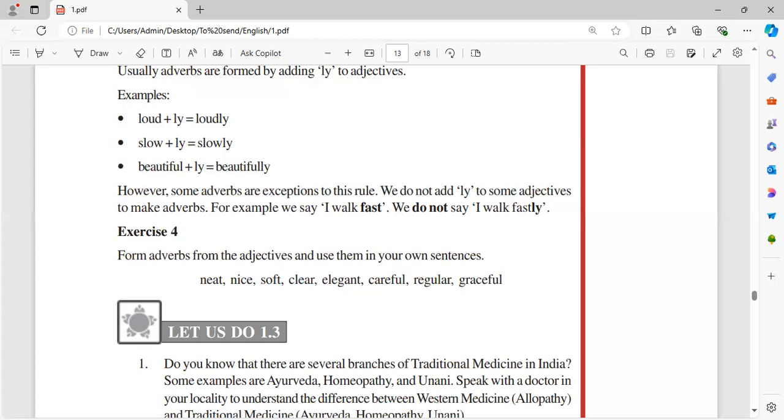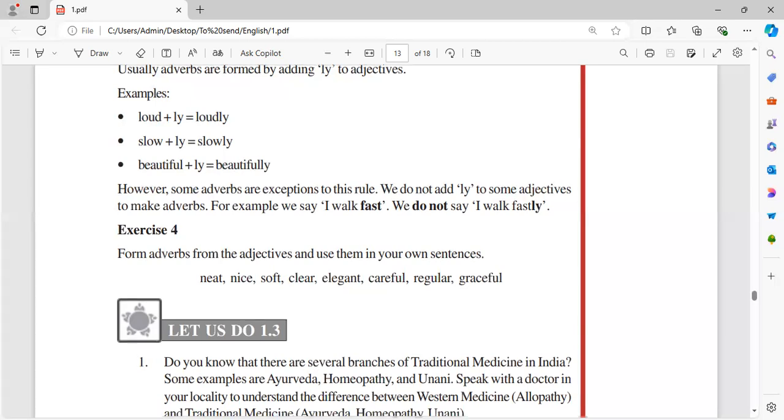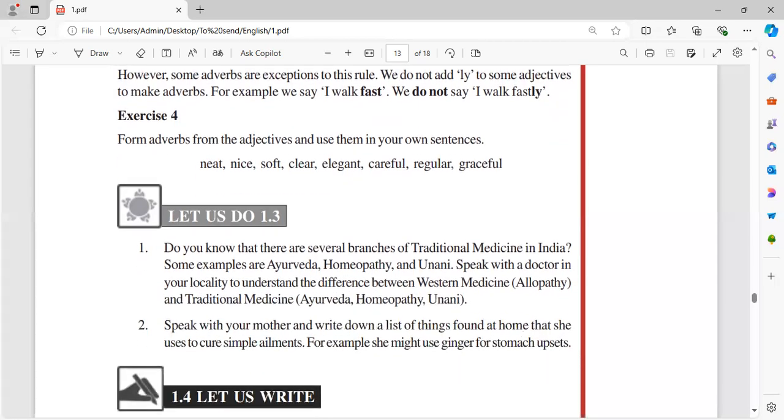However, some adverbs are exceptions. There are some adverbs that will not turn like that. We do not add ly to some adjectives to make adverbs. For example, we say, I walk fast. We do not say, I walk fastly.